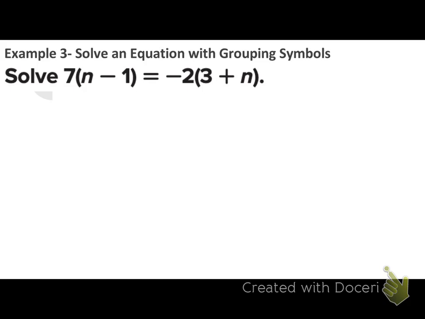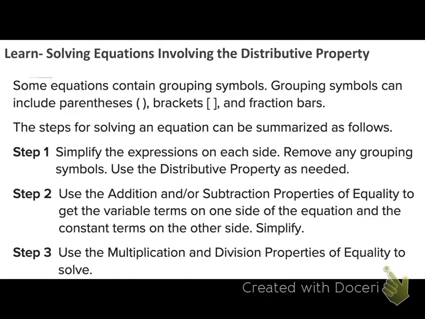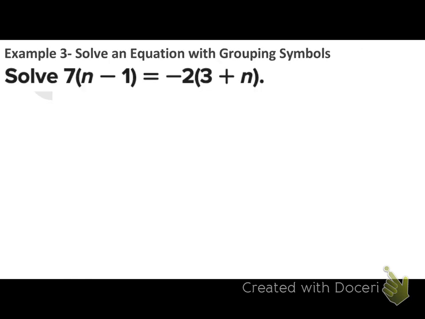On the previous slide, what did step 1 tell us to do? Simplify the expression on each side. I want to simplify both sides of my equal sign if I'm able to. I don't want any grouping symbols, so I want to get rid of my grouping symbols. Use the distributive property as needed. So I've got grouping symbols on both sides here.